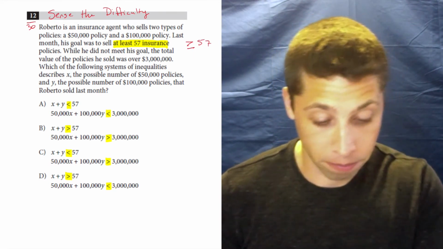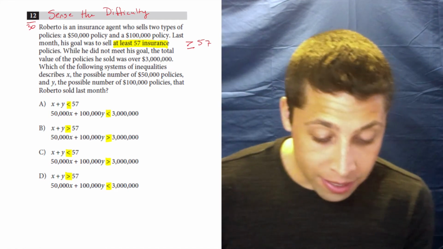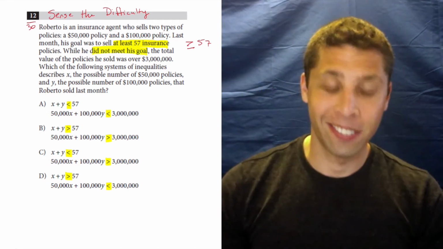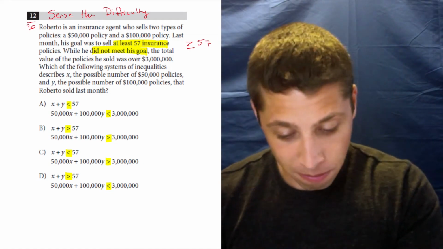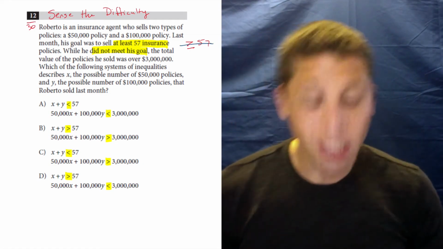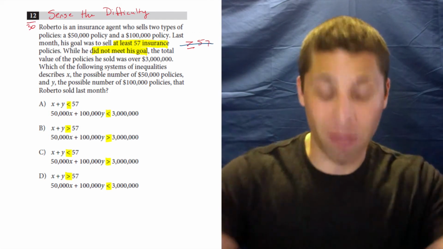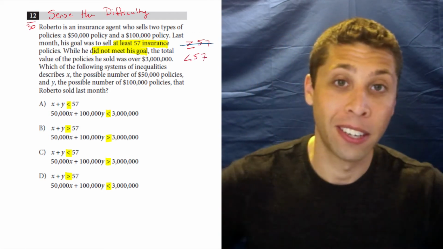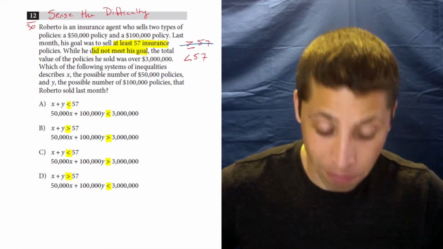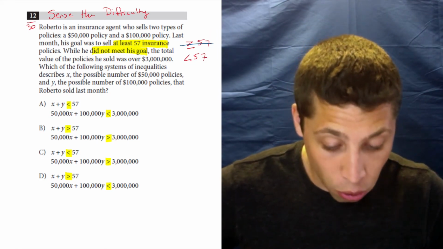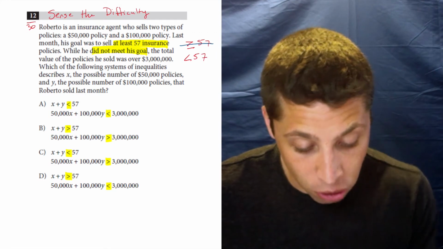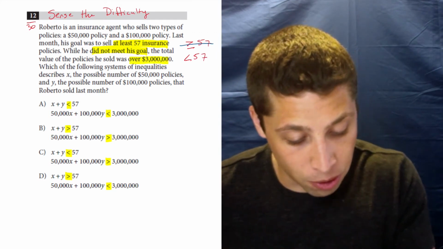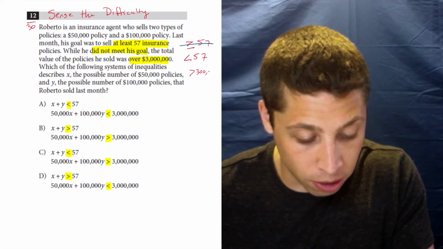Let's keep going. Well, he did not meet his goal. The very next sentence erases what I just wrote. Because if he didn't meet his goal, he didn't get more than 57. He got less than 57, right? He did not meet his goal. But still, the total value of the policies he sold was over $300,000. So that means it was greater than 300,000.